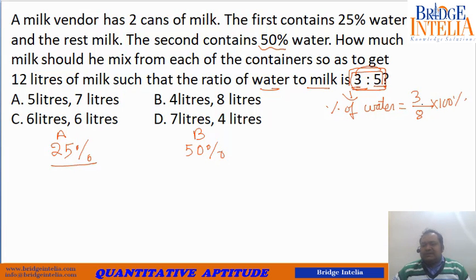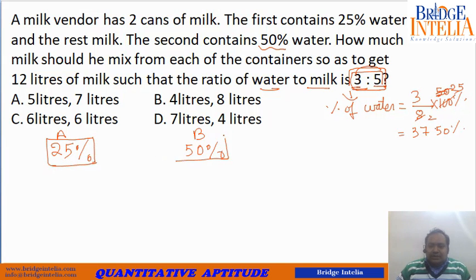So what is this percentage? So 50 by 4, or you can cancel by 4. So 25 by 2, 75 by 2. So this is 37.50%. So basically you are mixing 2 solutions, 25% and 50%, with a motive that you should come up with a new solution having percentage of water as 37.50. So now you can apply the alligation method, butterfly method, alligation method.